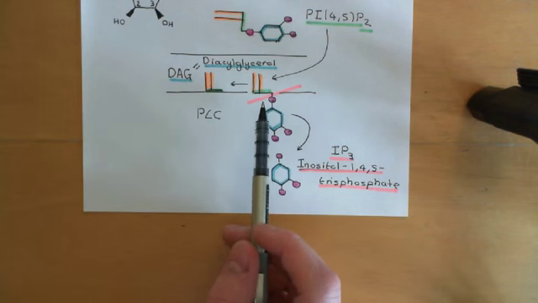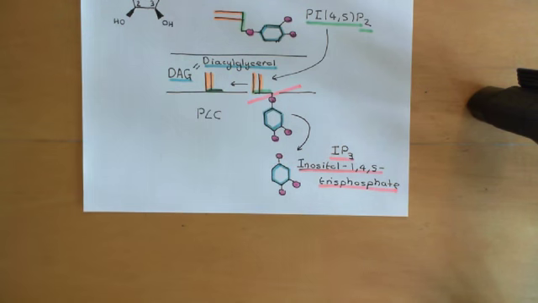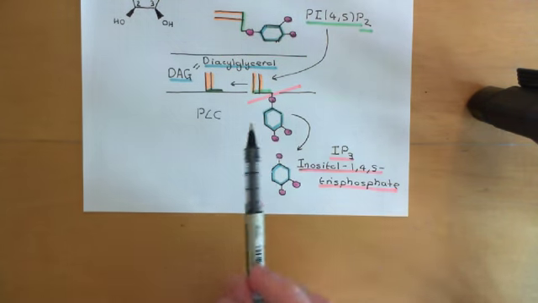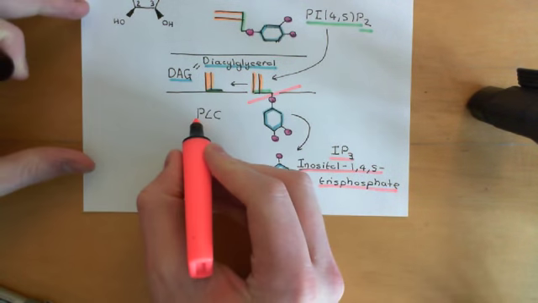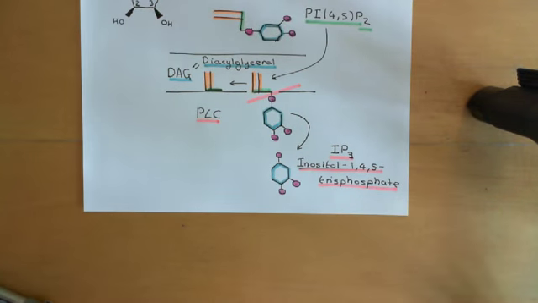It is from the hydrolysis of the membrane phospholipid phosphatidylinositol 4,5-bisphosphate, which for short is abbreviated down to PI45P2. And this hydrolysis reaction here of PI45P2 to diacylglycerol and IP3, the two products, is carried out by phospholipase C enzymes.